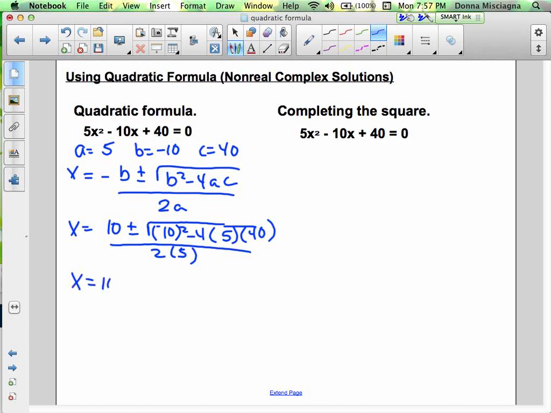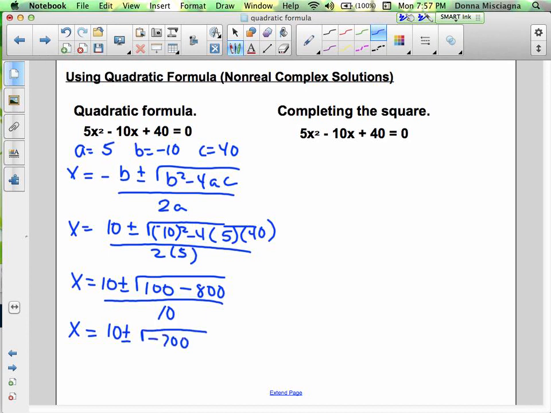So x equals 10 plus or minus the square root of 100 minus 4 times 5, which is 20, times 40, which is 800, because 2 times 40 would have been 80. All divided by 10. Lots of numbers divisible by 10 here. x equals 10 plus or minus the square root of negative 700, divided by 10. We have to simplify the radical there.